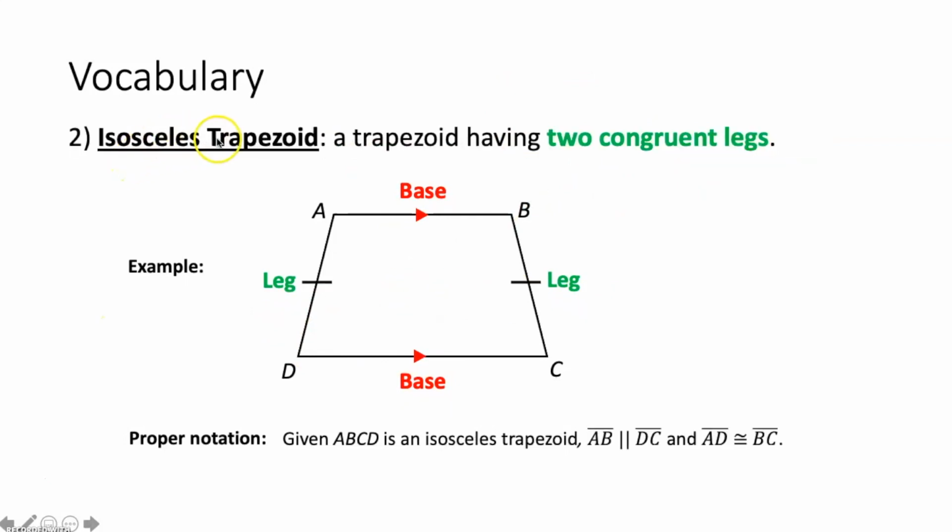Now, an isosceles trapezoid is a trapezoid having two congruent legs. Now, we just said the legs are the pair of opposite sides that are not parallel to one another in a trapezoid. So here that would be segment AD or DA and segment BC or CB. And you see that if those legs are congruent to one another, that makes it an isosceles trapezoid. And that makes sense, right? Because an isosceles triangle has two congruent sides. So an isosceles trapezoid has two congruent legs.